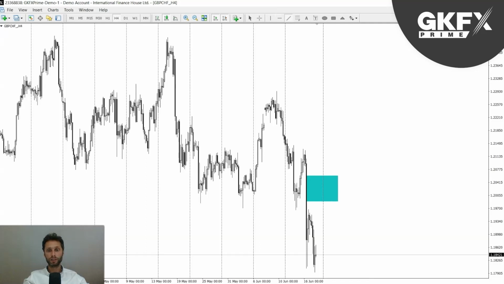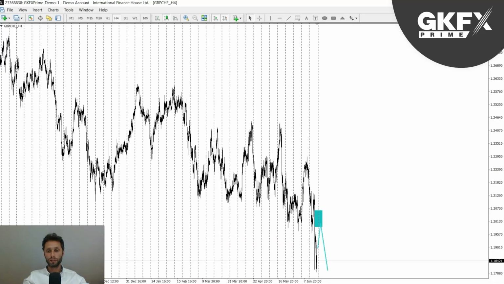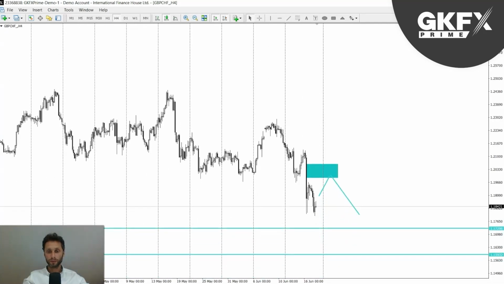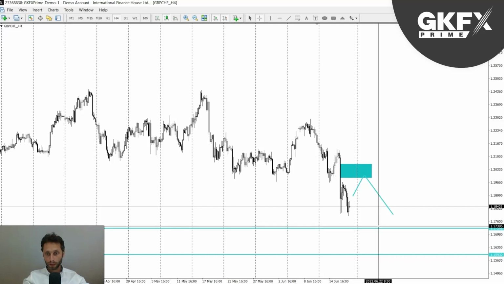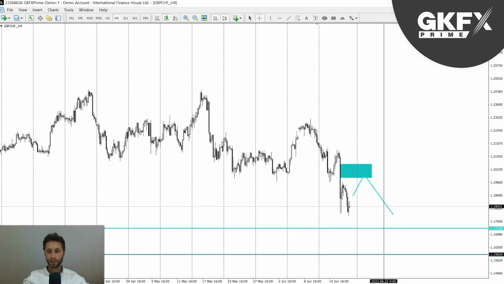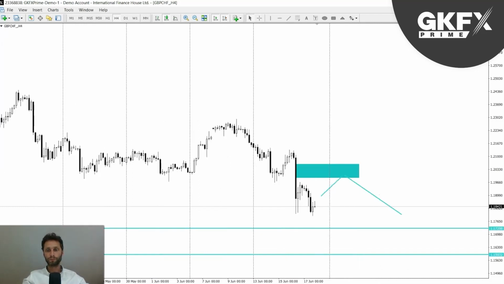If the market reaches that level, I'll be looking for some kind of interesting price action, and for it to continue on its downside. Downside into this as a first target, and to here, this level 1.158, as a second point of call.